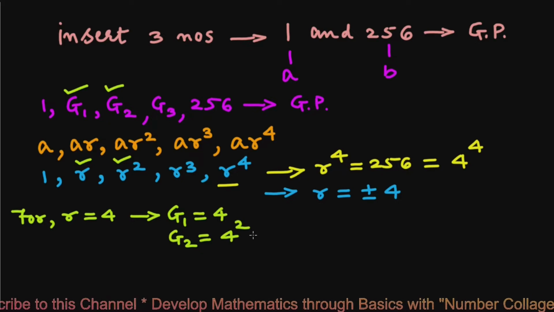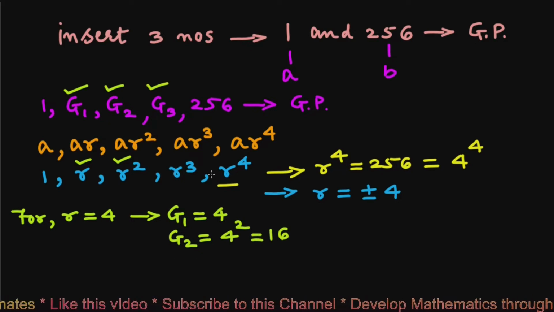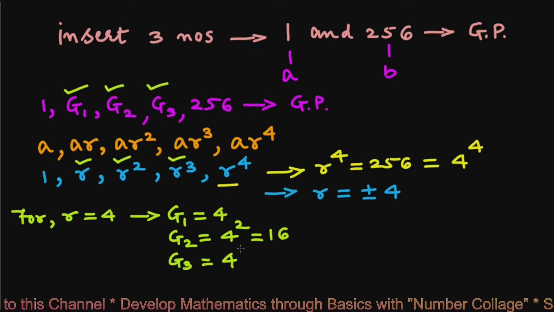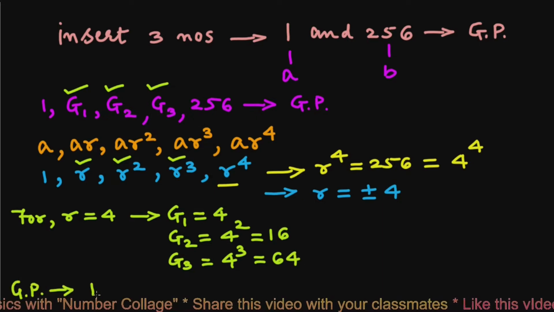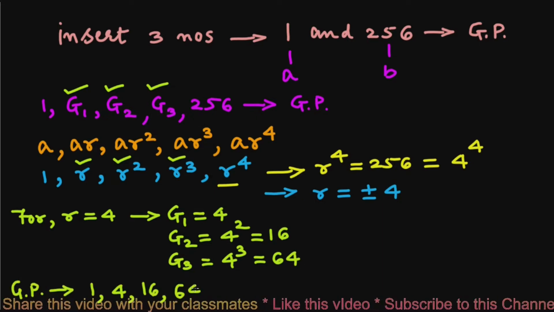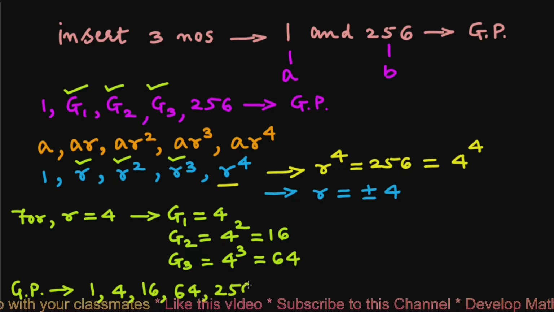Now for r equals 4, g1 will be r, that is 4, g2 will be r square, that is 4 square, 16, g3 will be r cube, that is 4 cube, 64, and the GP will be 1, 4, 16, 64 and 256.